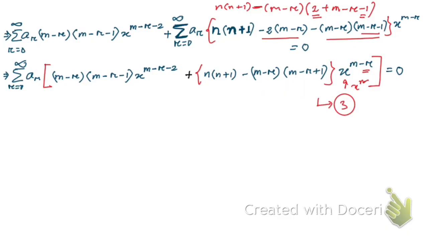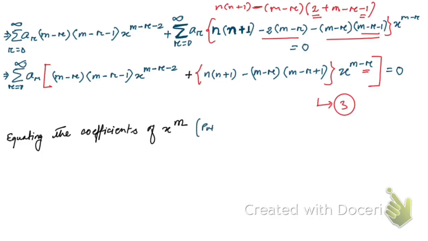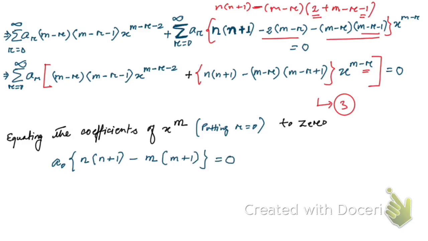Now let me write it clearly. Equating the coefficient of x to the power m, so putting r equal to 0. Why do we have to put r equal to 0? Because if you put r equal to 0 here, then you will get x to the power m, right? So let me write that way: equating the coefficients of x to the power m to 0. From the above equation, you're going to have this result, right?